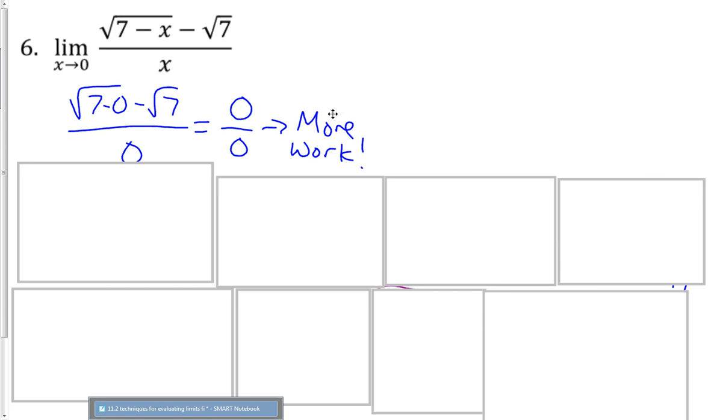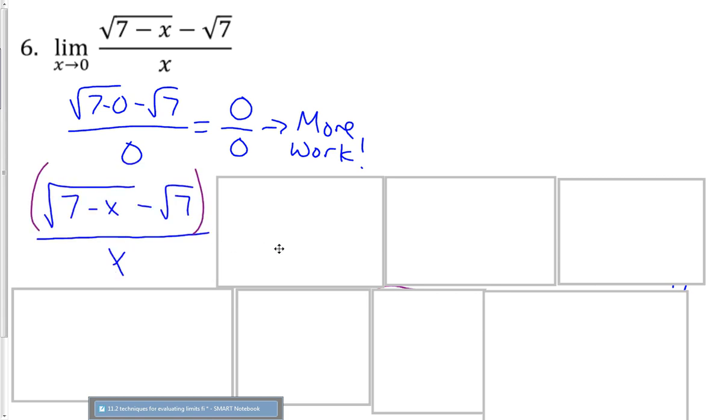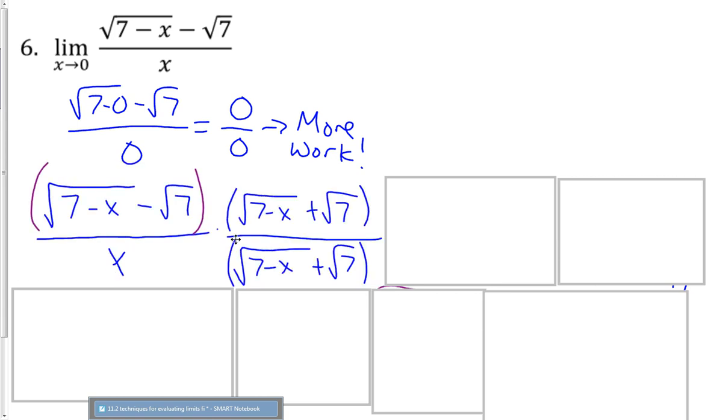And again, this is something I believe actually came from college. Whenever you get 0 over 0, it always means more work to do. So in this case, multiplying by the conjugate in the numerator, we get square root of 7 minus x minus square root of 7 over x times square root of 7 minus x. Again, conjugate just means the sign between the terms flips.